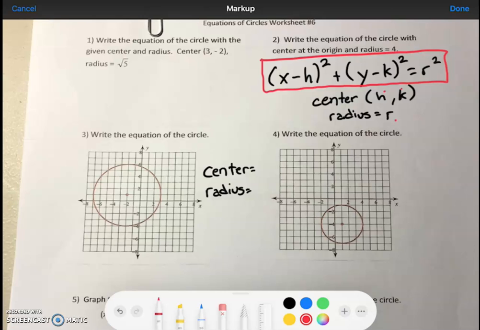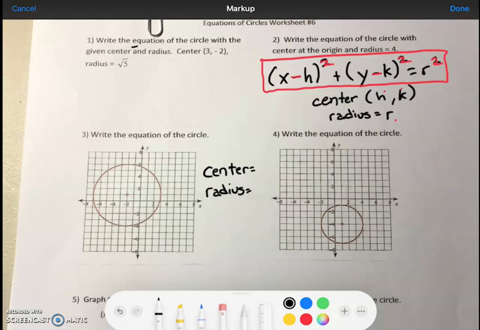Keep in mind a couple important things. It is x minus h and y minus k, and also the fact that you have to square both exponents. Both the x and y exponents get squared, as well as the radius squared at the end there. All right, so here we go.